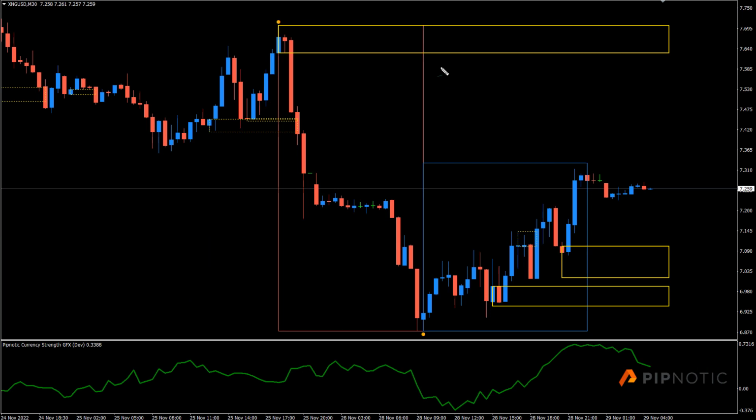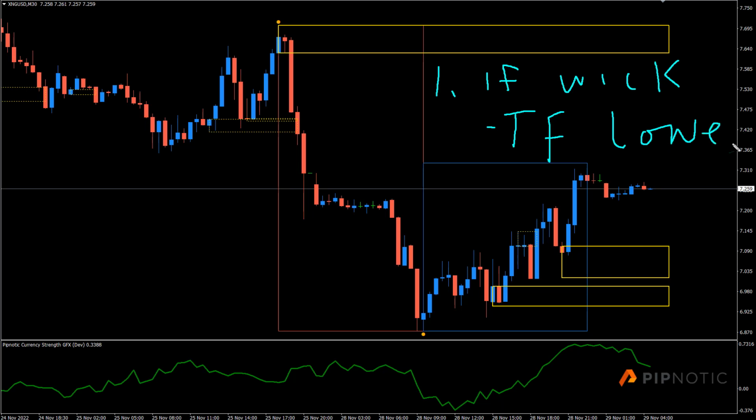Number one, actually, I'll just type here. Number one, if wick, time frame lower. Okay, this is super important. Remember that. If we have a wick, time frame lower. Here we have a wick. The wick is from here all the way down to here. What does that mean? That means that we could probably have a look inside there.